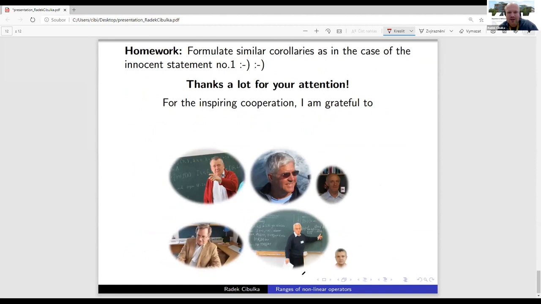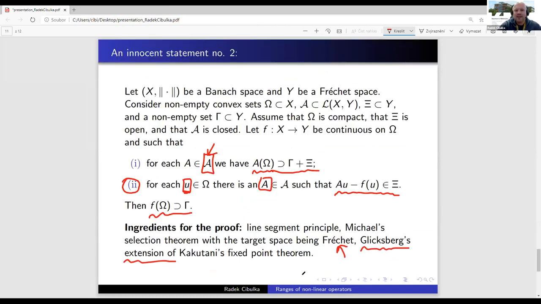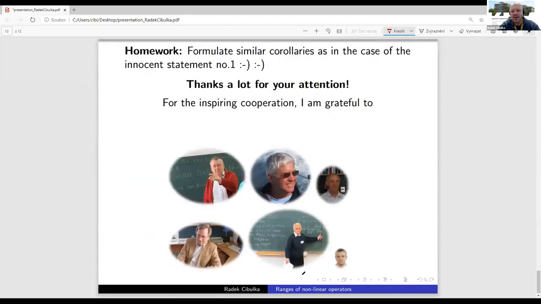So to end up, I would like to give you a homework. Try to formulate similar corollaries as in the case of statement number 1, for statement number 2 at the end.